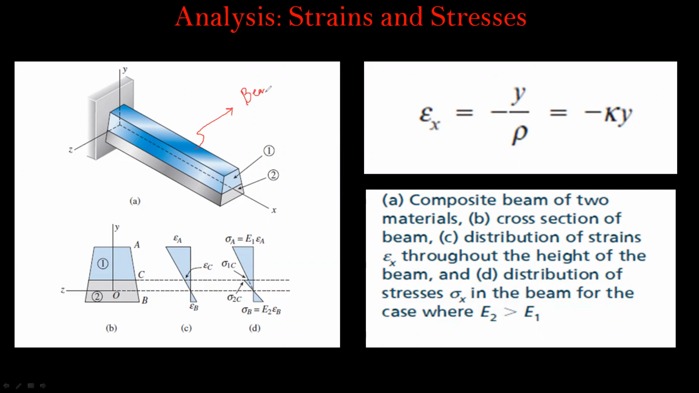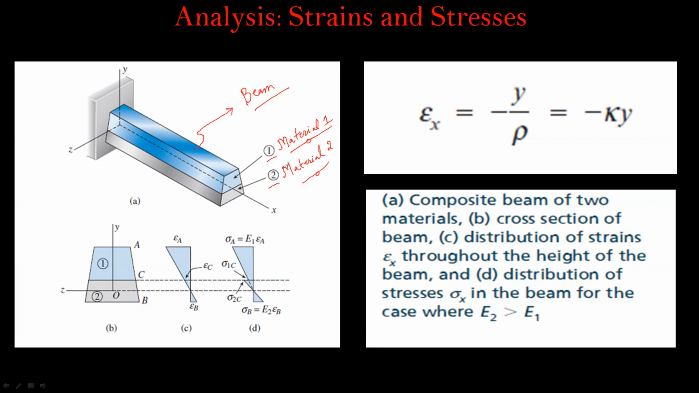This is a beam, and this beam is composed of two sections, section 1 and section 2. So we can say this is material 1, and this section 2 is our material 2. So we are having two materials, material 1 and material 2. Right?